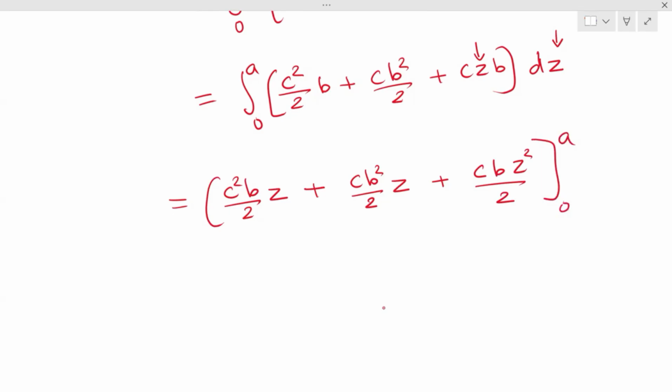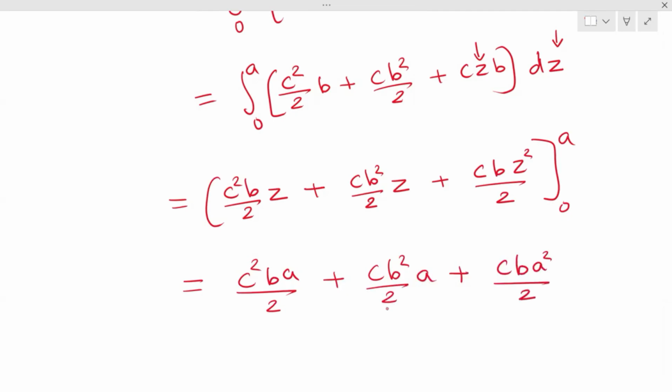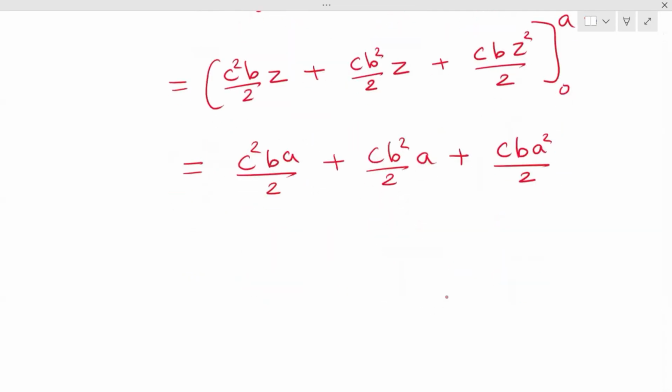Now apply the limit for z. So c square b a by 2 plus c b square by 2 a plus c b a square by 2. Now we can take common factors to simplify. If I take a b c by 2 common, what will you get? a plus b plus c.